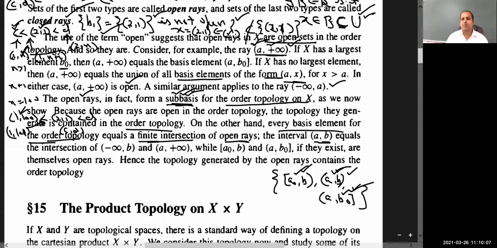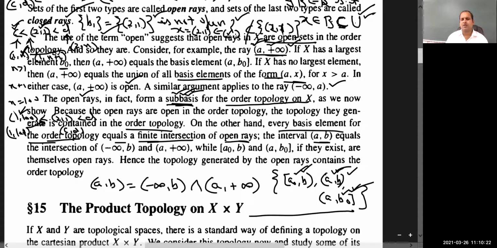The interval (a, b), for example, can be expressed as the intersection of (-infinity, b) and (a, +infinity). Just for the sake of explanation, we can draw it: minus infinity to B, and A to infinity. If they intersect, then we have the intersection of this type. So this one is a member of the subbasis, this one is a member of the subbasis, but their finite intersection is a basis element generating that topology.